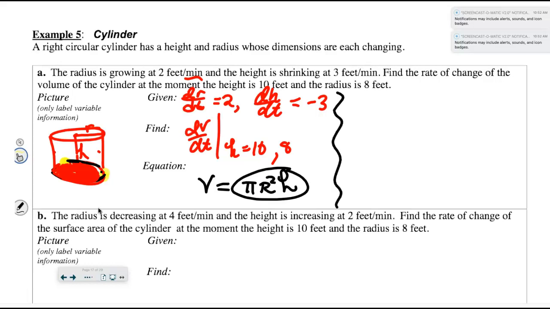You do, though, need to know how to take its derivative with respect to not the radius changing or the height changing. I'm going to have the time changing, okay? So what do you think I'm going to do with this pi right here? Pull it out front before I take the derivative. It saves me a step.